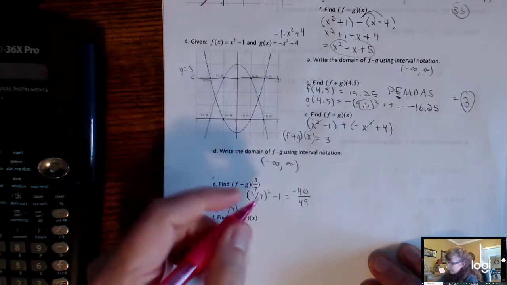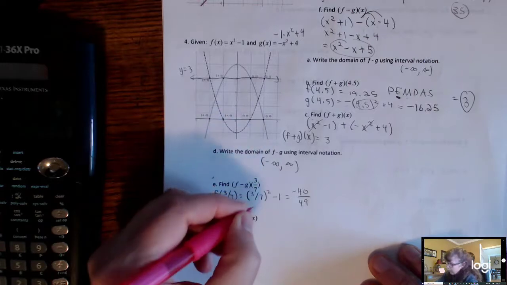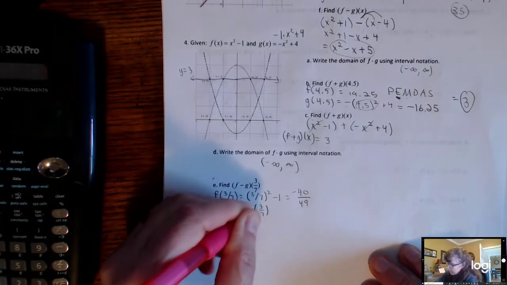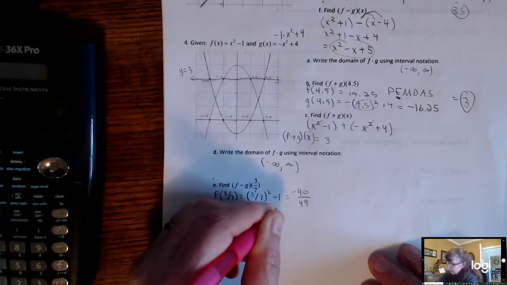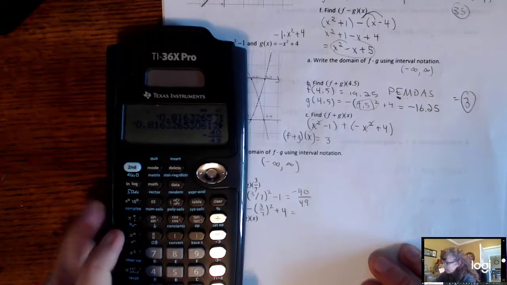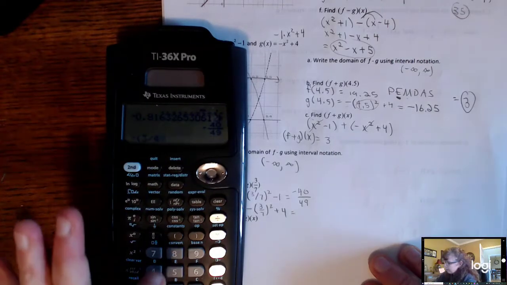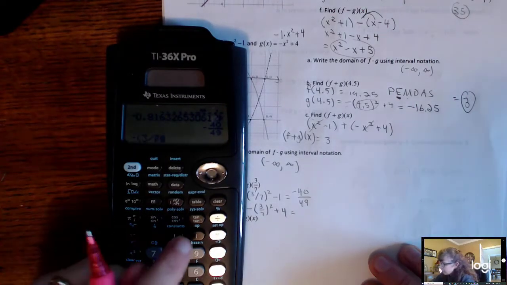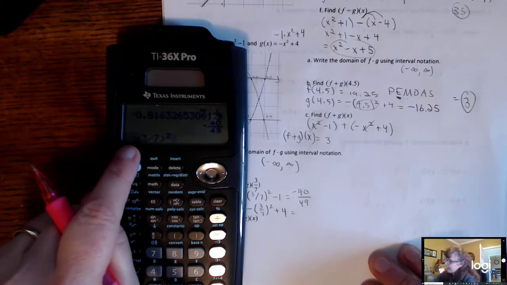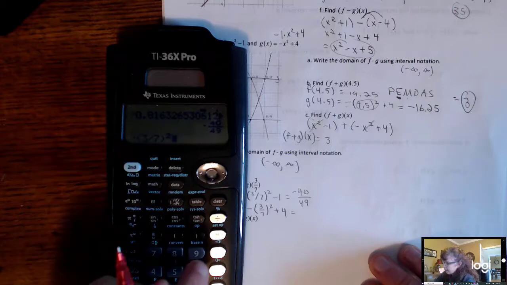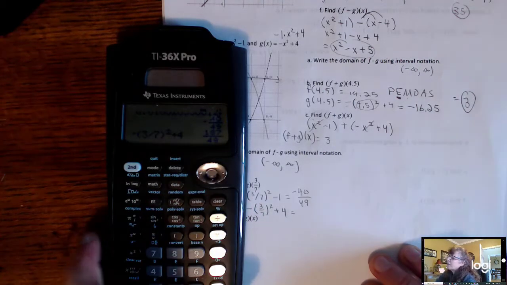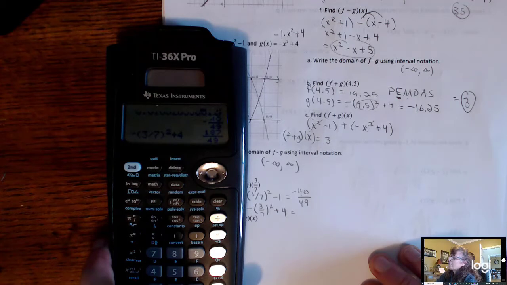G of 3/7, I'm going to put the number in, negative 3/7 with parentheses around the 3/7 squared plus 4. Let me use my calculator. And remember what it's going to do is it's going to square the 3/7 first, which gives you 9 over 49, and then take the opposite, which is negative 9 over 49, and then add 4, and you're going to get 187 over 49.